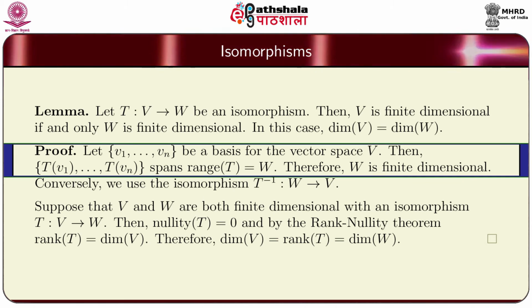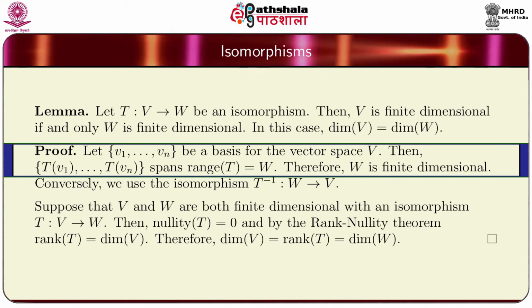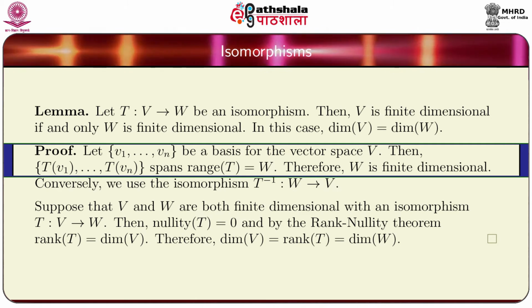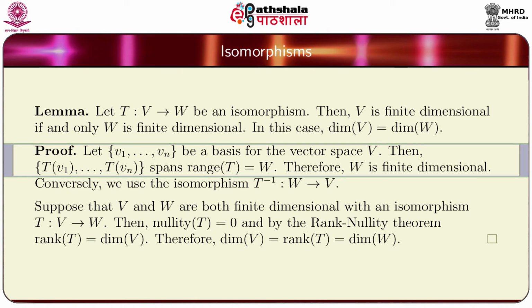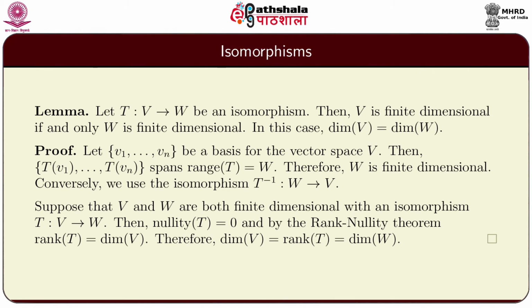Let us start with a basis v1, v2, up to vn for the vector space V. We have seen before that Tv1, Tv2 and so on up to Tvn, this set spans the range of T which is W. Why? Because T is an isomorphism, therefore it is onto and therefore range of T is W. We therefore have a finite spanning set for the vector space W and therefore it is finite dimensional.